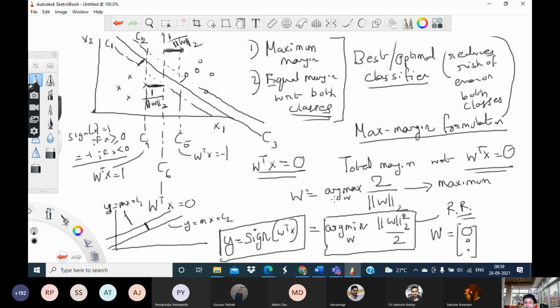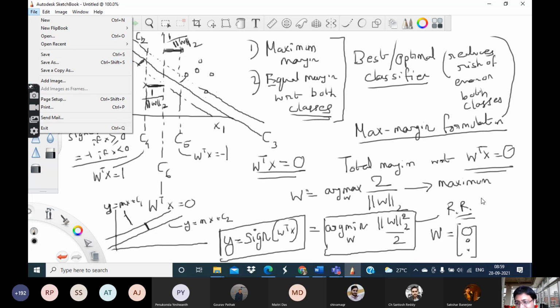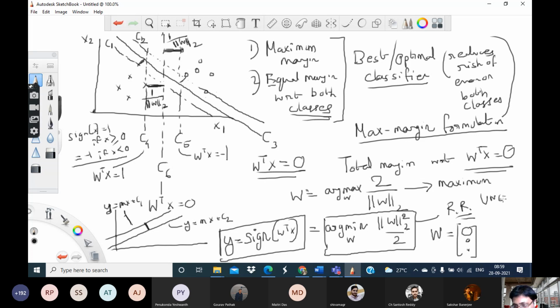So in other words, this is an optimization problem. I am trying to optimize this function, the L2 norm of W, but I cannot do it in an unconstrained way. I also have some constraint. What is the constraint? The constraint is that I have to classify all the points correctly. So instead of having what they call an unconstrained optimization, this is a constrained optimization.